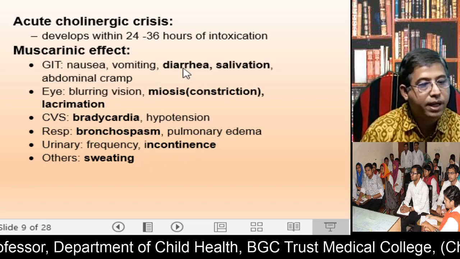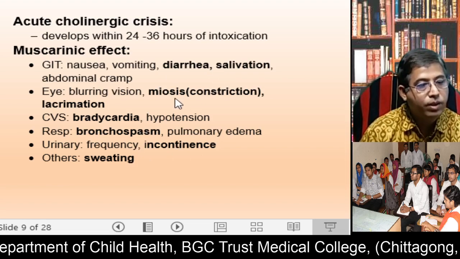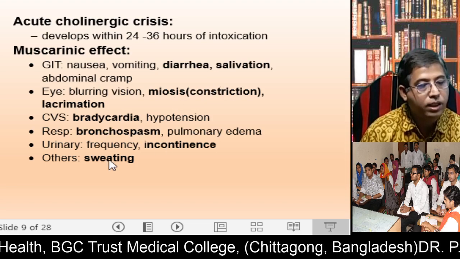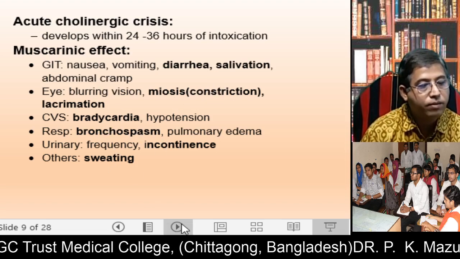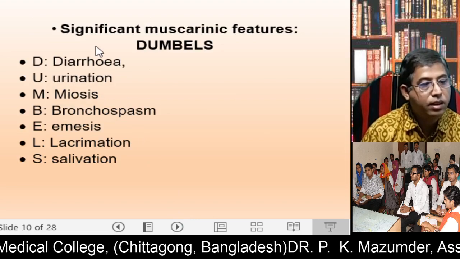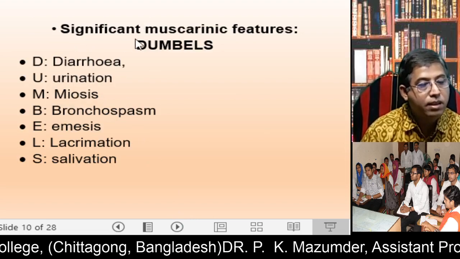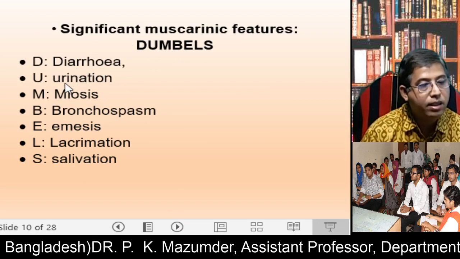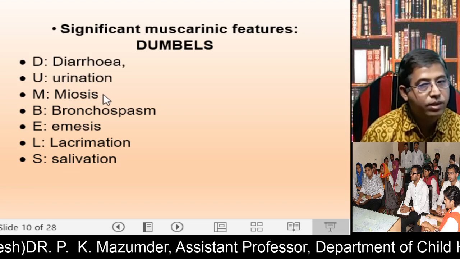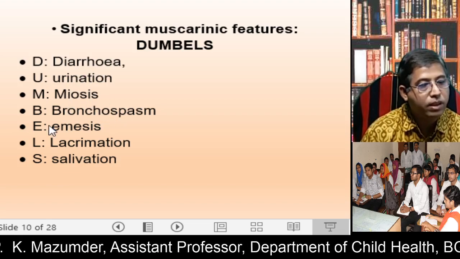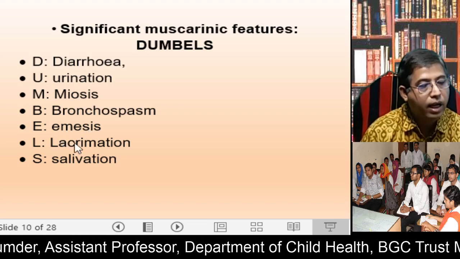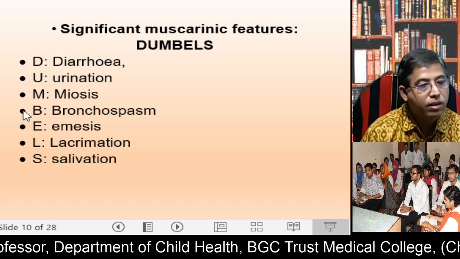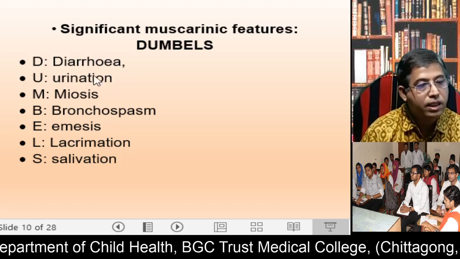So, the most important are diarrhea, salivation, miosis, lacrimation, bradycardia, bronchospasm, incontinence and sweating. These are the features of muscarinic effect. To remember, there is the abbreviation DUMBELS. D means diarrhea, U means urination, M means miosis, B means bronchospasm, E means emesis, L means lacrimation, S means salivation. These are the cardinal features of the muscarinic effect of acetylcholine.